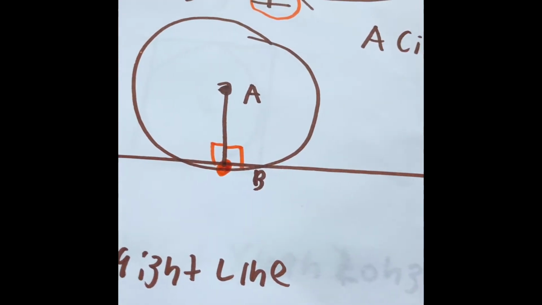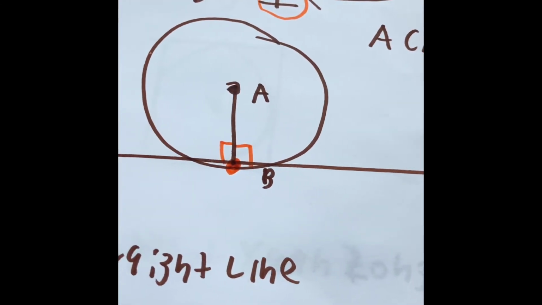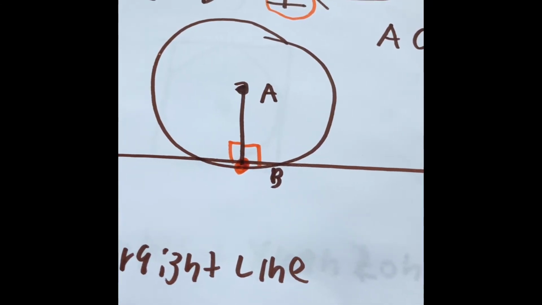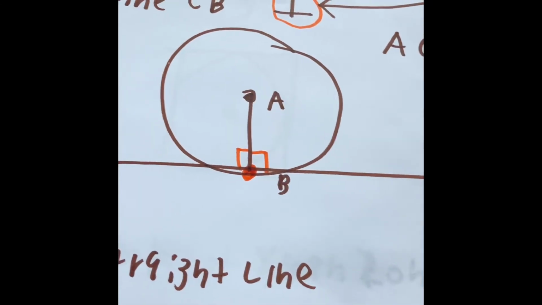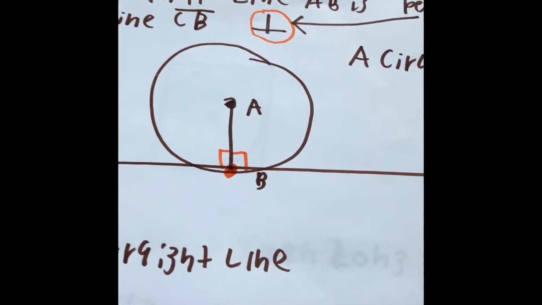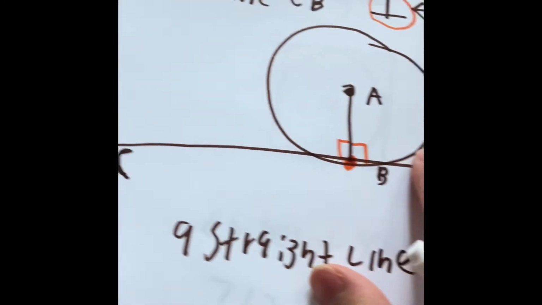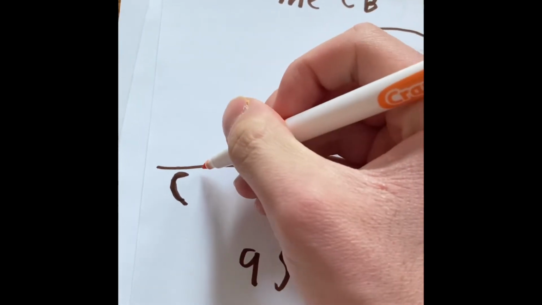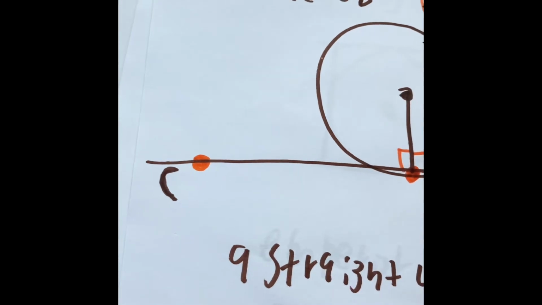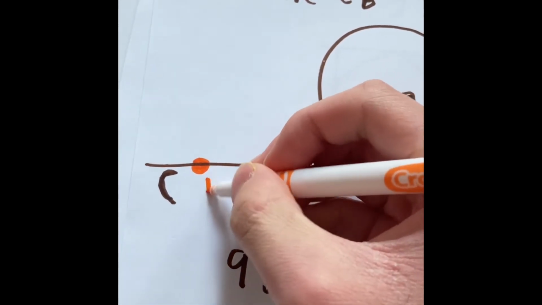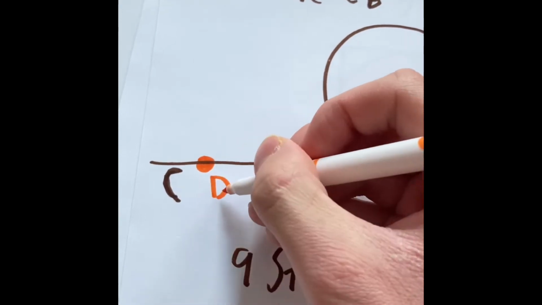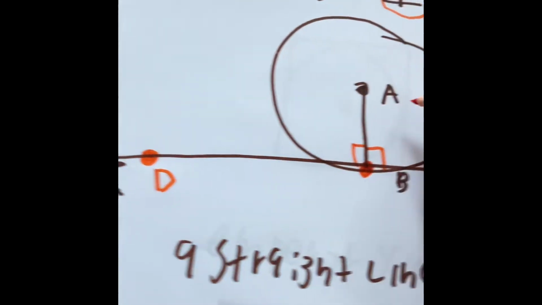But what happens if we try and put another dot somewhere else? Type in the comments below where you think the dot should be on this line. Well, what we're gonna do is place a faraway dot right here. And we're gonna call it point D, because here's C, there's D, we already used A and B.